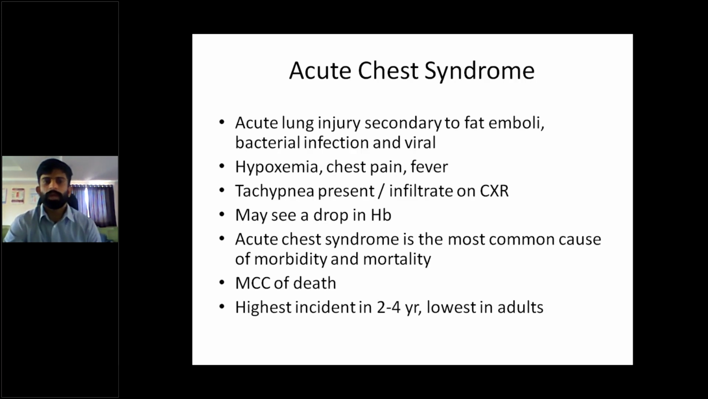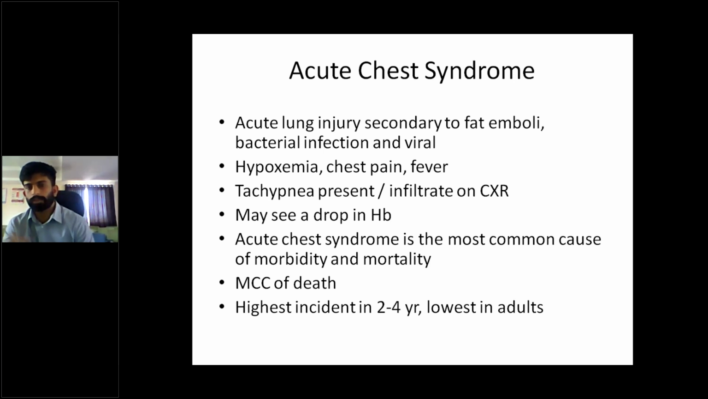Acute chest syndrome has acute lung injury secondary to fat emboli, bacterial infection, and viral disease. So that can cause acute chest syndrome. And we discussed the pathophysiology of acute chest syndrome in the previous class. It can present with hypoxemia, chest pain, or fever. Tachypnea is present and infiltrates on chest X-ray may be seen. There may be a drop in hemoglobin. That is the need for blood transfusion.